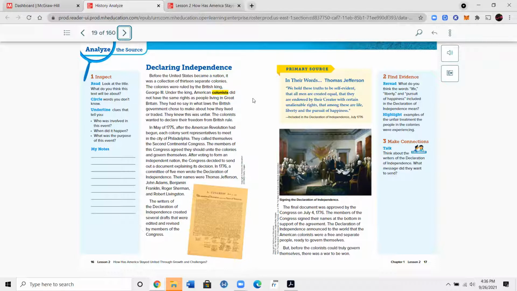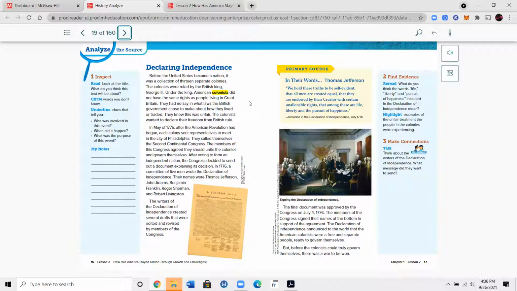Declaring Independence. Before the United States became a nation, it was a collection of 13 separate colonies. The colonies were ruled by the British King George III. Under the king, American colonists did not have the same rights as people living in Great Britain. They had no say in what laws the British government chose to make about how they lived or traded. They knew that this was unfair.